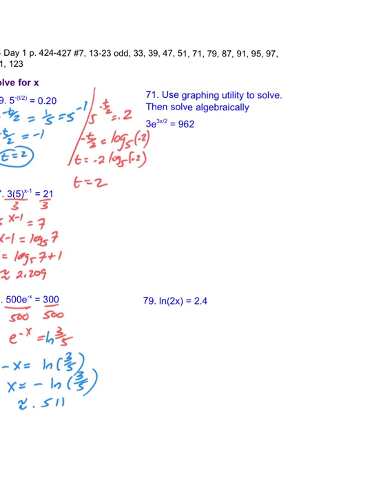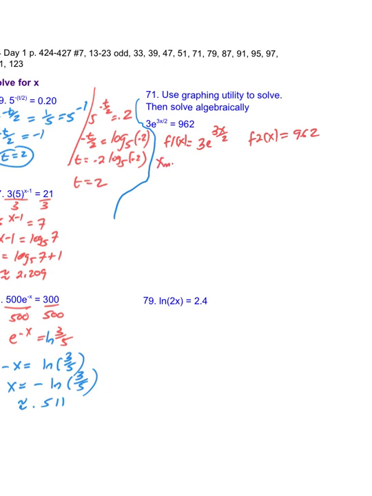The next problem we're asked to solve in two ways. One is using a graphing utility, which is your calculator, or solving it algebraically. So if we were going to use our calculator, we have to solve this by graphing. So you can let f1 of x be equal to the left side of the equation, so 3e to the 3x over 2, and let f2 of x equal 962. When you graph those, you'll have to adjust the window in order so that you can see the graph.